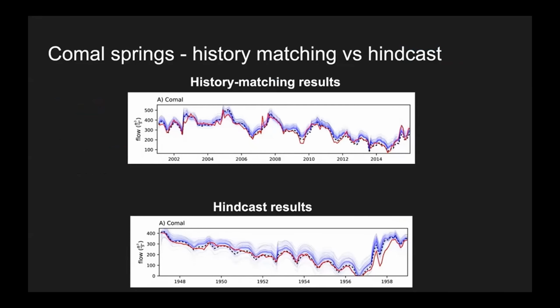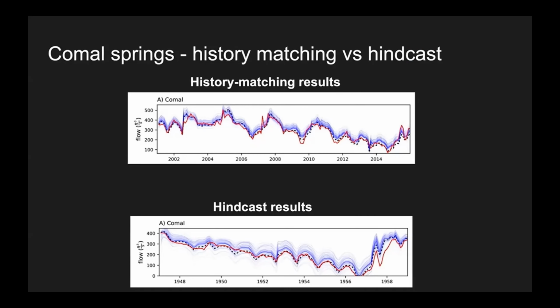So here on top I'm showing the results of the PESTPP-IES analysis for history matching, and on the bottom is the hindcast results for the drought of record. The red solid line is the observed values. The black dashed line is the existing model, and the blue traces are the posterior realizations from the iterative ensemble smoother.